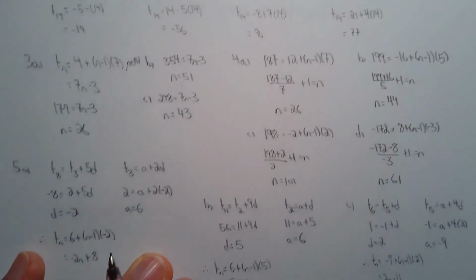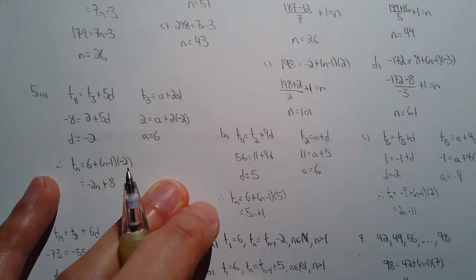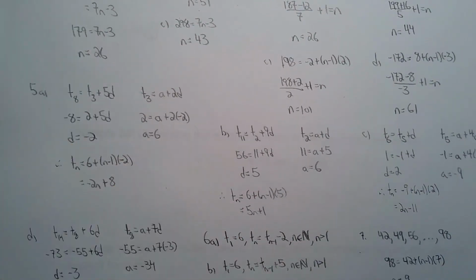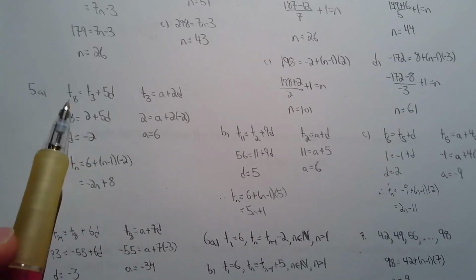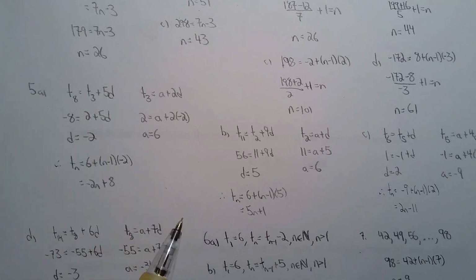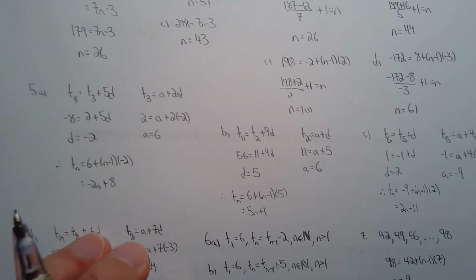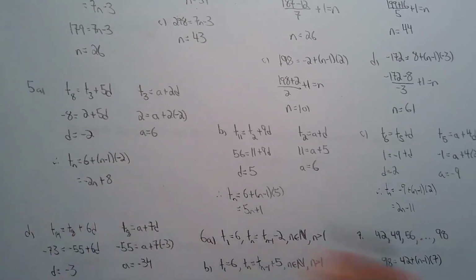Alright, so what about 5? They gave me the third term, they gave me the 8th term, they want me to find A and D. So the textbook does it by creating a linear system, but if you understand the relationship between the third term and the 8th term, you really don't need to solve a linear system. But it's up to you. If you love systems, go ahead, solve it. So 5a, b, and c, same strategy.